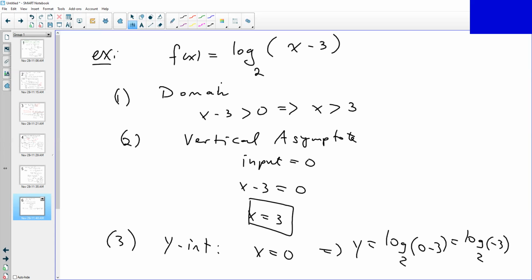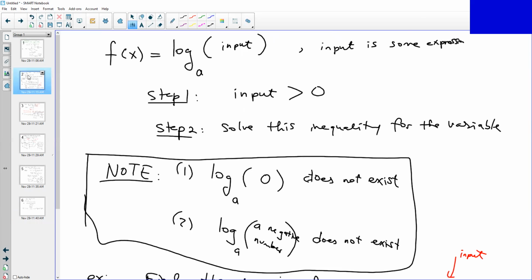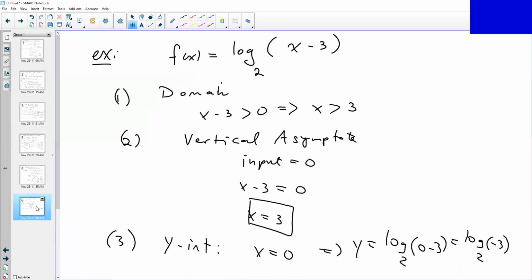Okay, now what do I say there? Can I compute that number using my calculator? No. Why? Because input is negative. Remember in the beginning, I think I put a note here. Was it the second page? Yes. You see, I said input cannot be 0 and input cannot be a negative number. In these two cases, we don't have any number corresponding to that. So therefore, this does not exist. So then we're not going to have a y-intercept. So we don't have a y-intercept. So now.